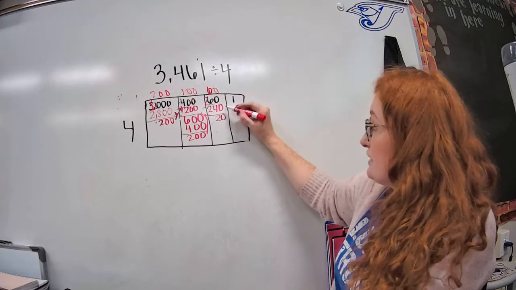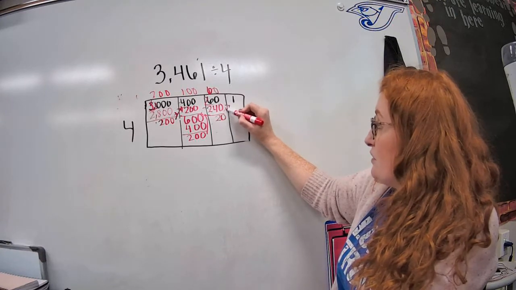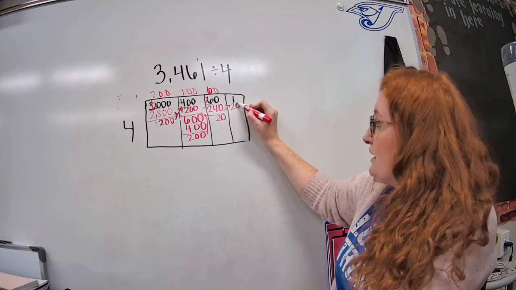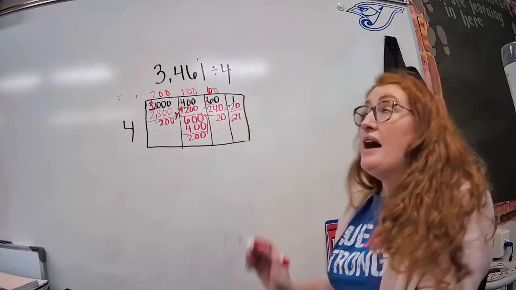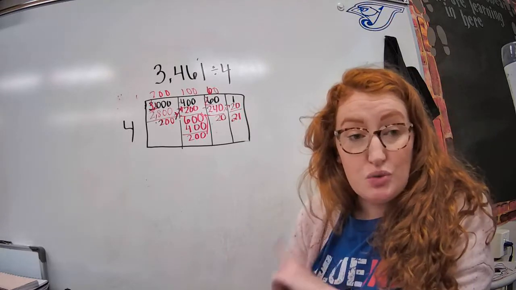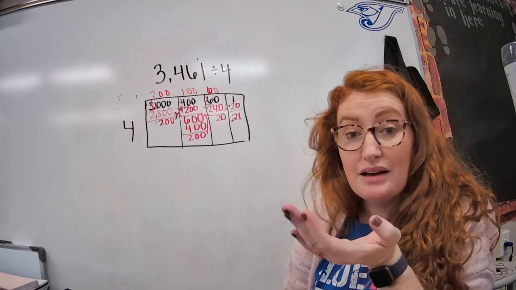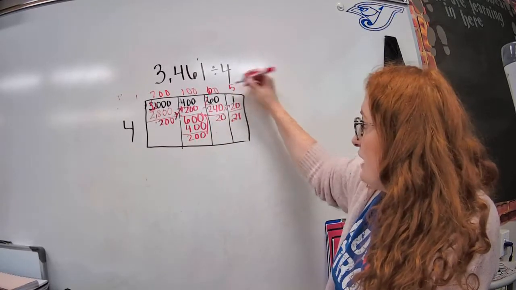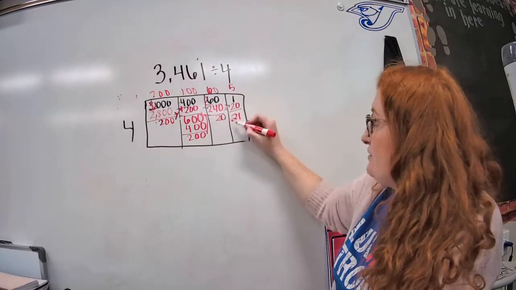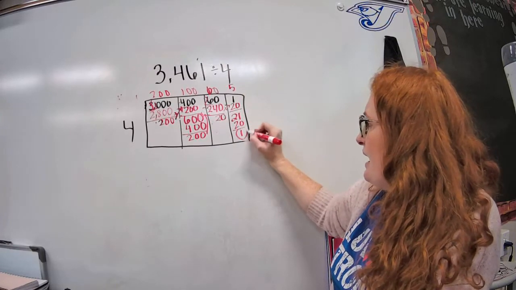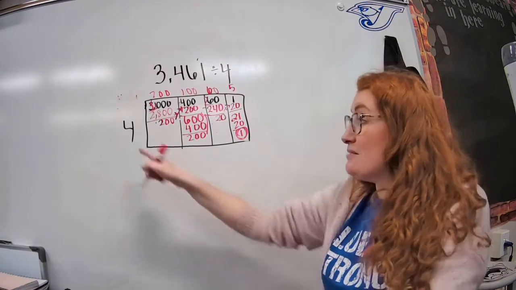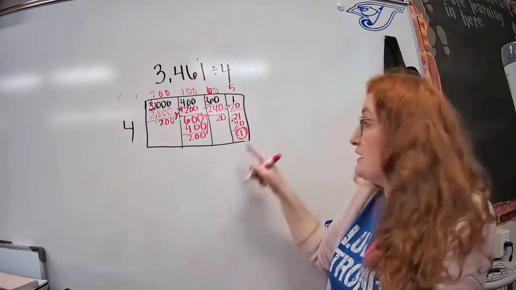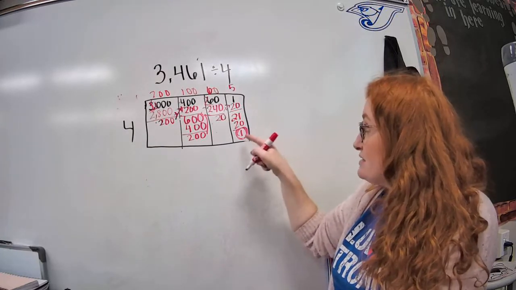Can't have a leftover if it's not in the last box, so I move it over and I add 20 to 1, which gives me 21. Now the closest that I can get to 21 is 20. And how do I get 20? 4 times 5. So 4 times 5 is 20, gets written under there. And now I have this left over. I cannot multiply anything times 4 to get 1. So 1 is my remainder.